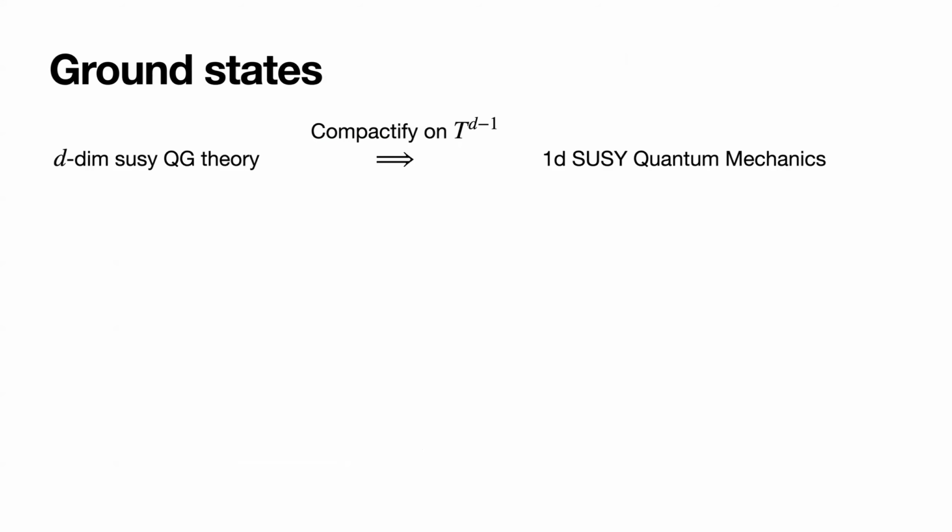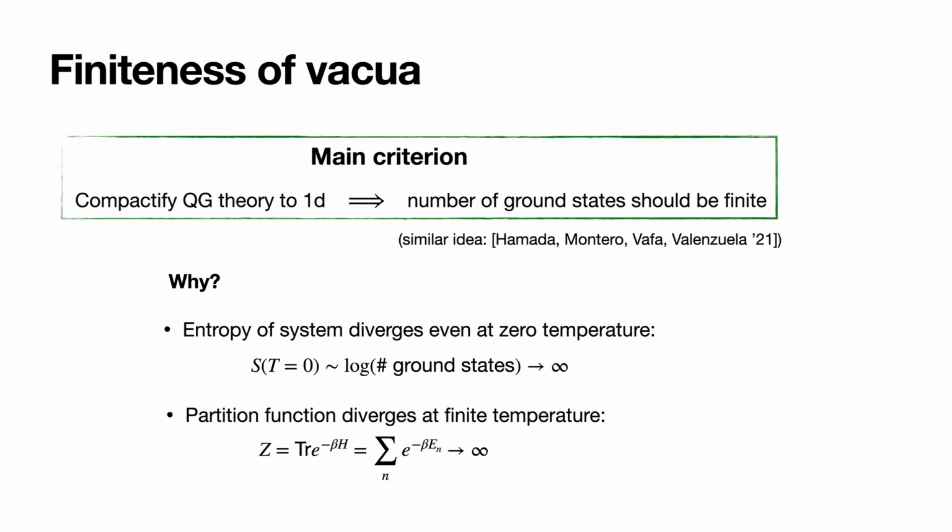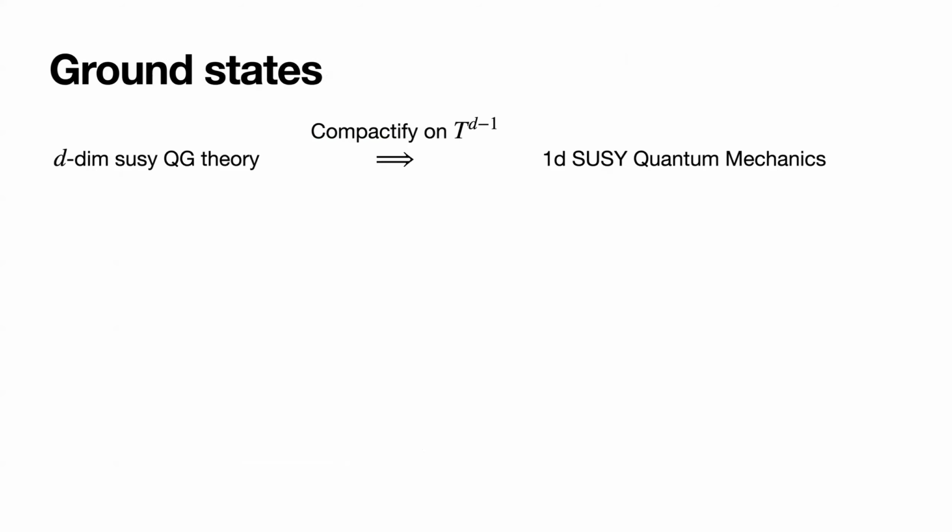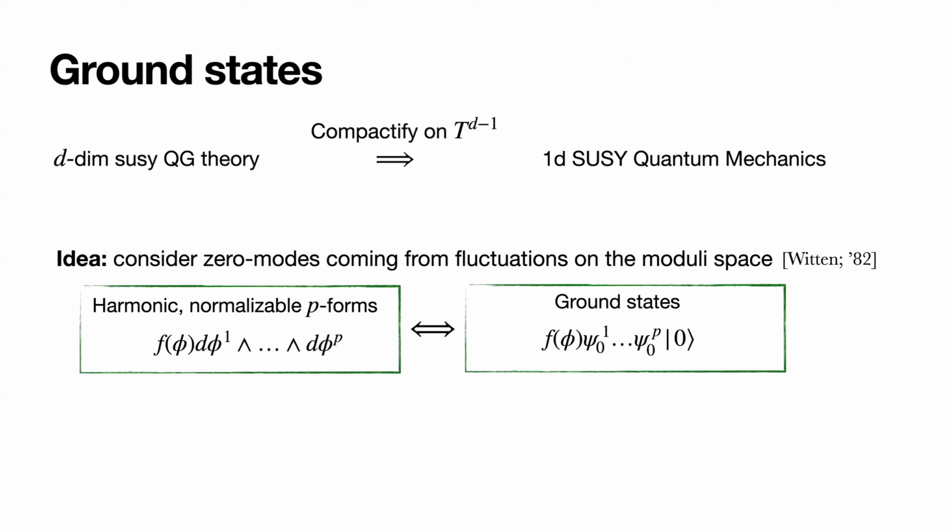So how do we actually characterize these ground states? For that, there is a very helpful way by Witten, where the ground states you can get from fluctuations over the moduli space. The precise way that works is that if I take a harmonic normalizable p-form on my moduli space, then I can equivalently turn it into a ground state, as shown here on the right, where all of these harmonic and normalizability properties of these differential forms map to the necessary conditions that we need for the quantum mechanical ground states.